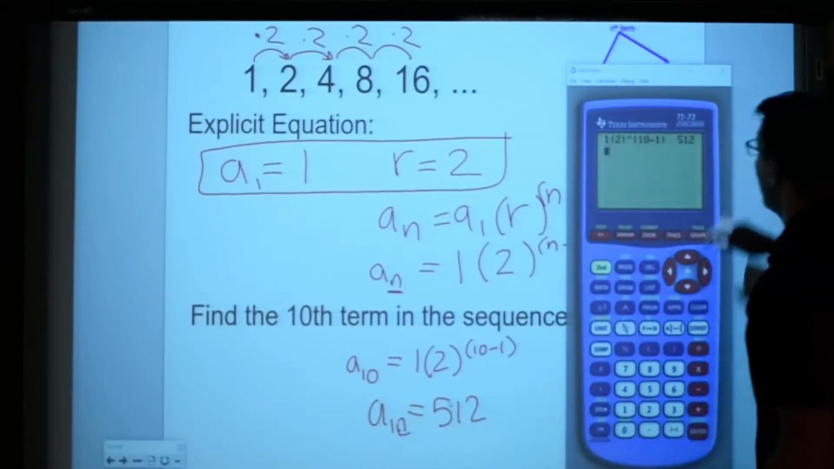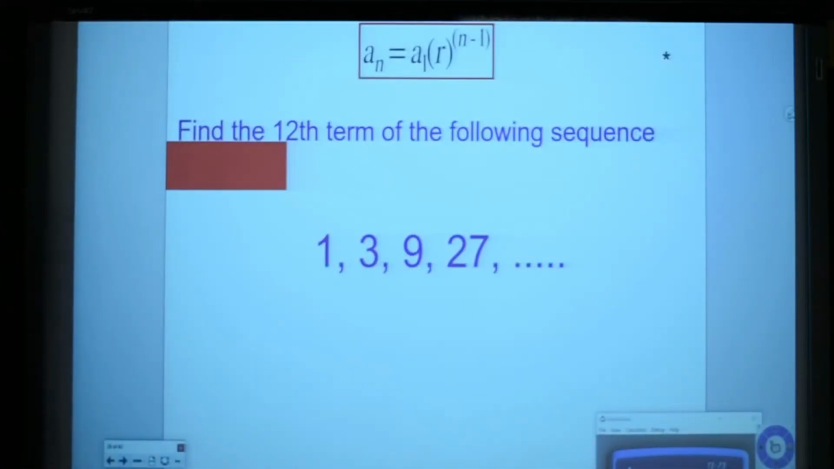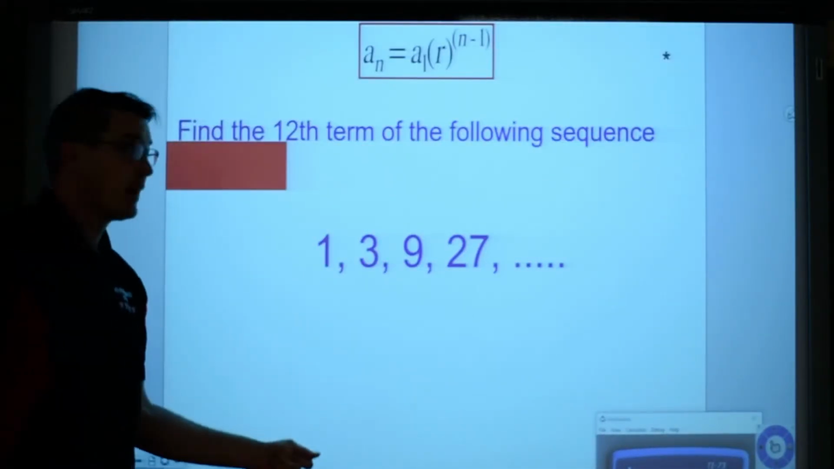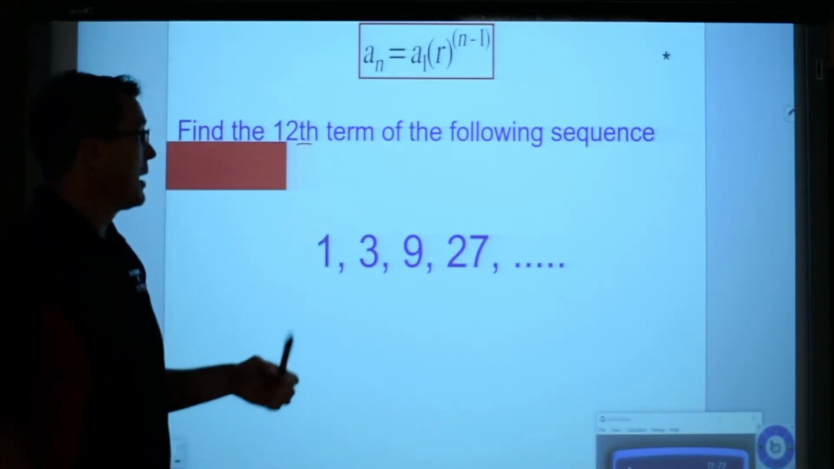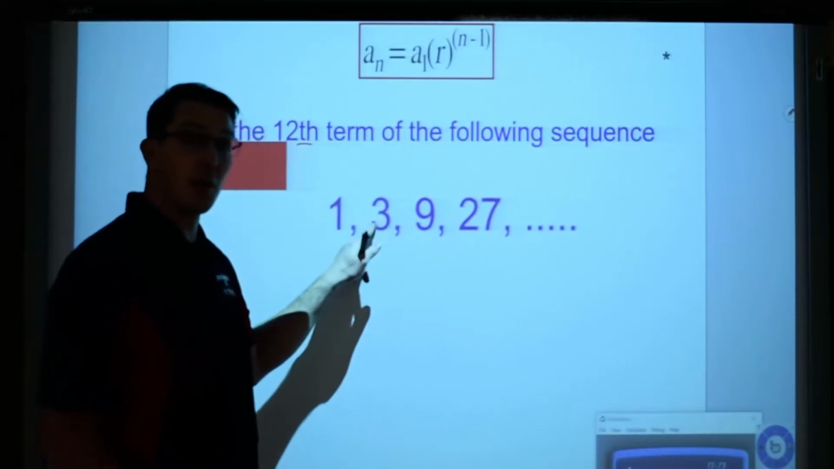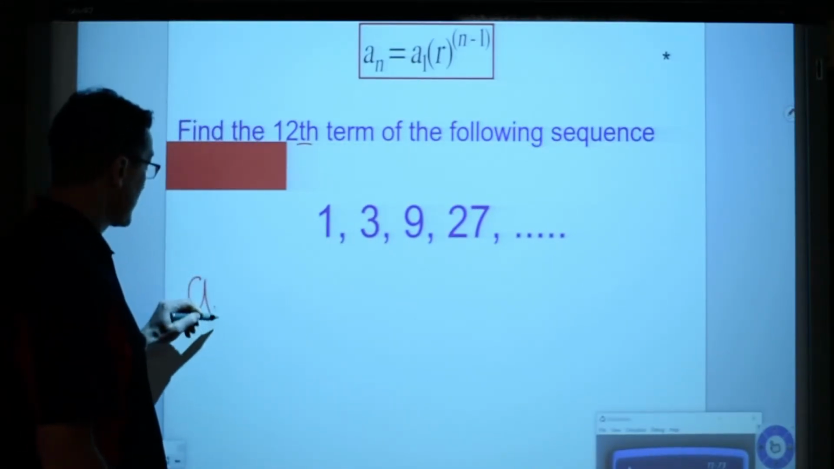So, let's try another. Hopefully you're getting it. Boom. You go ahead and try it really quick. I'm assuming you paused it and tried it. So it wants us to find the 12th term, but didn't give us any information. So the first thing I want to do is identify some parts. The first thing I want to identify is, what is the first term?